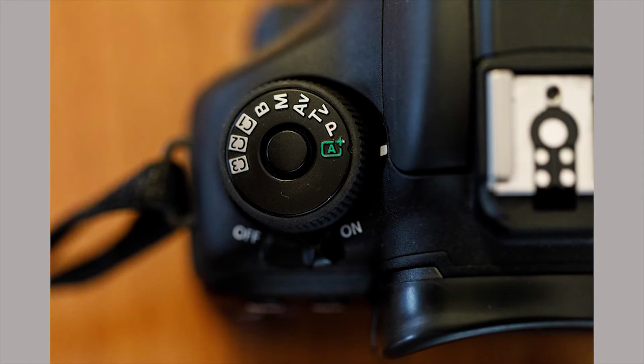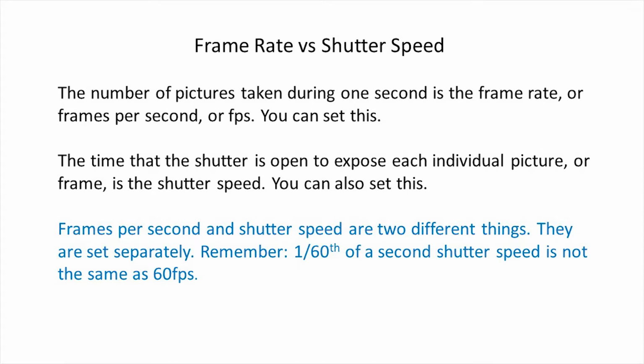Well, we're still on the green square, but there's one more thing we should look at before we go any further, and that is frame rate versus shutter speed. Video is a series of still pictures played back fast. The number of pictures taken in 1 second is the frame rate, or frames per second. You can set this. The time that the shutter is open to take each individual picture, or frame, is the shutter speed. You can also set this. Frames per second and shutter speed are two different things. They are set separately. Remember, 1/60th of a second is not the same as 60 frames per second.